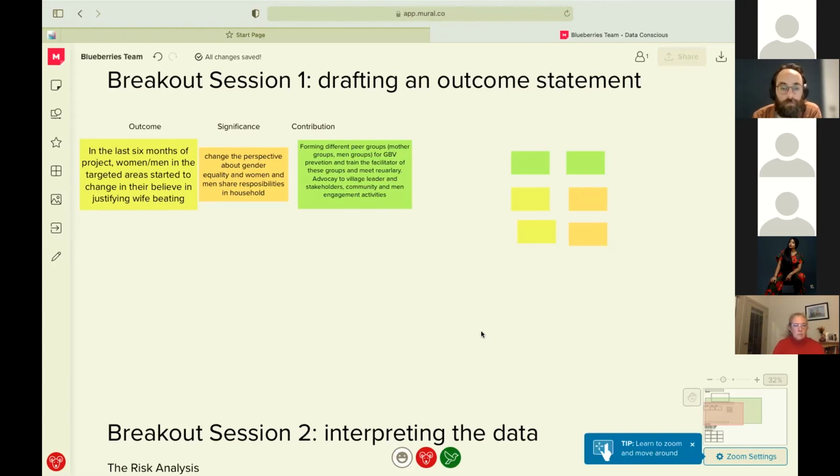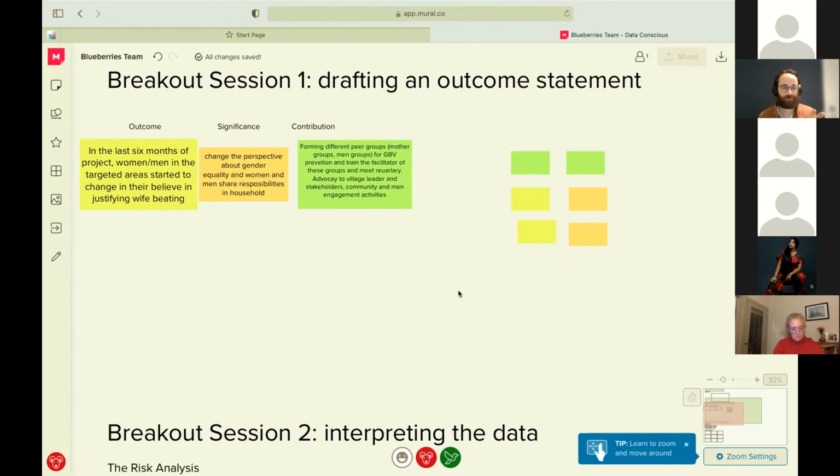In addition to this, we also think that we need to do advocacy to the community leaders and stakeholders, and also community and men's engagement activity is essential to reach our outcome statement. Yeah, we could only finish one outcome statement and related further. Don't worry, to complete one in its entirety is really impressive.